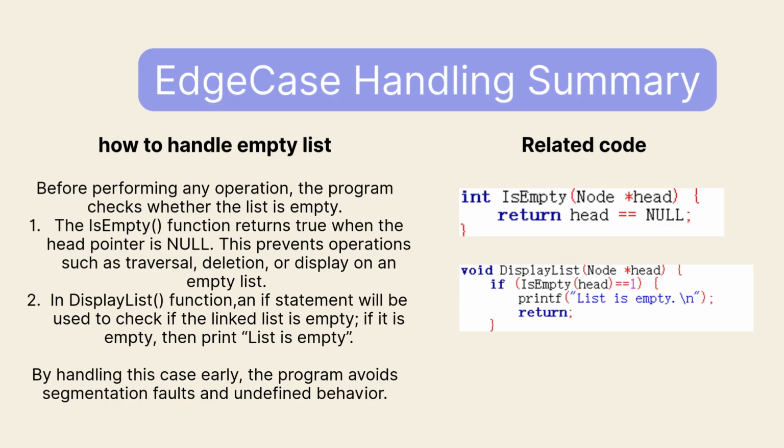In the displayList function, an if statement will be used to check if the list is empty. If it is empty, then print that the list is empty and return from the function. By handling this case early, the program avoids segmentation faults and undefined behavior.